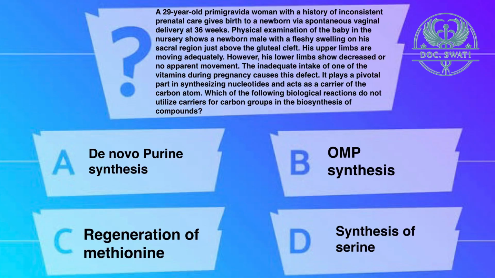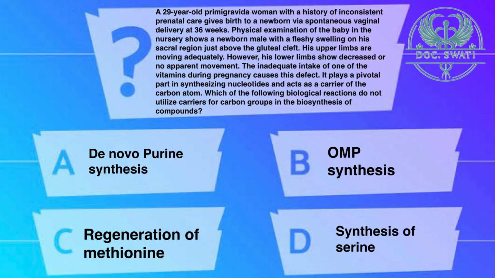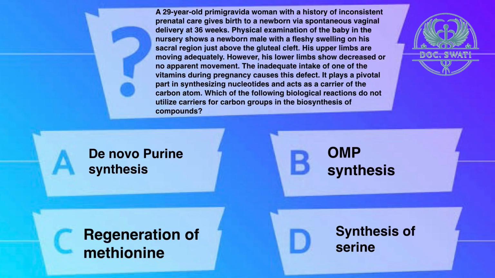Our next question is, a 29-year-old primigravida woman with a history of inconsistent prenatal care gives birth to a newborn by spontaneous vaginal delivery at 36 weeks. Physical examination of the baby in the nursery shows a newborn male with a fleshy swelling on his sacral region, just above the gluteal cleft. His upper limbs are moving adequately, however, his lower limbs show decreased or no apparent movement. The inadequate intake of one of the vitamins during pregnancy causes this defect. It plays a pivotal part in synthesizing nucleotides and acts as a carrier of carbon atoms.